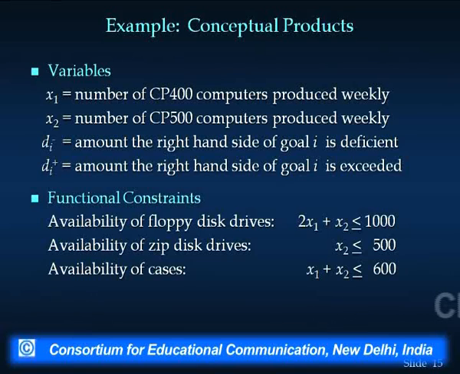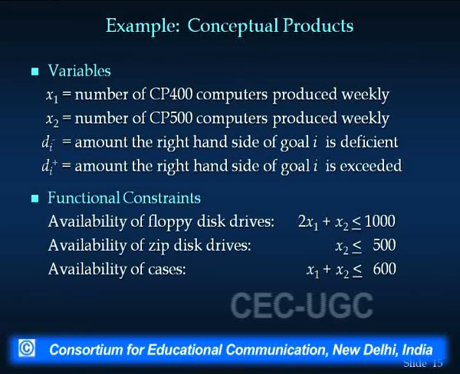And the deviations, as we have already discussed in the previous example, di minus and di plus, both are deviation variables. di minus is the amount the right hand side of goal i is deficient, and di plus is the amount the right hand side of goal i is exceeded. One is the deficiency and other is the excess. Deficiency is given by minus and excess is given by plus. And in the same way, we will give a proper treatment to these deviations depending upon the goal requirement. Now we will discuss the functional constraints which are stated in the problem.